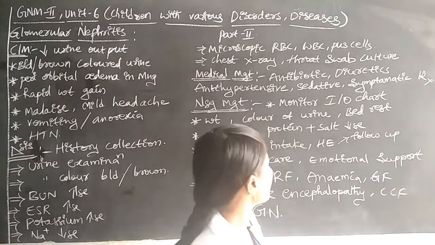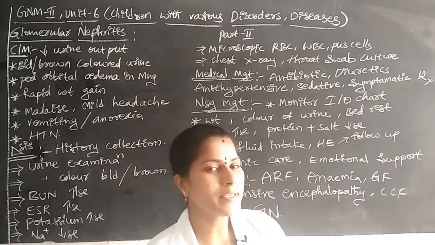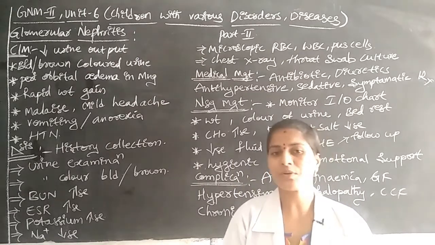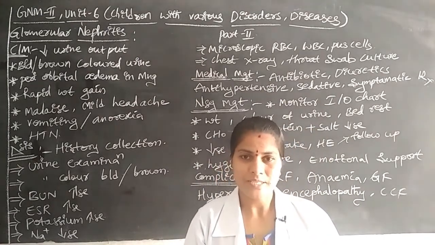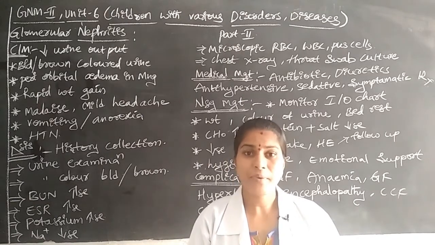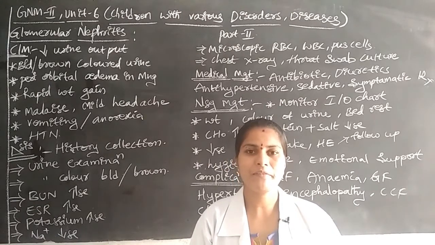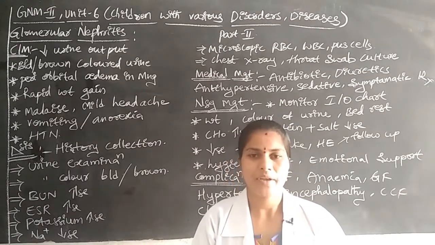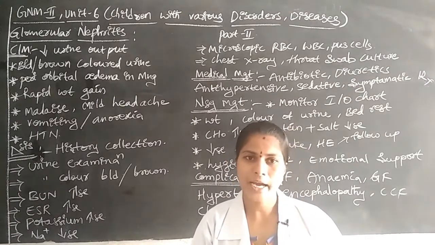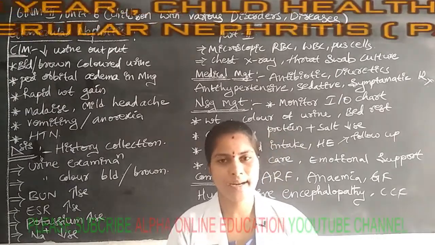Next, we have to administer anti-hypertensive drugs. Why? Because the child shows one symptom, that is hypertension. The BP will be increased. For maintenance of normal blood pressure, we have to administer anti-hypertensive drugs to the children.